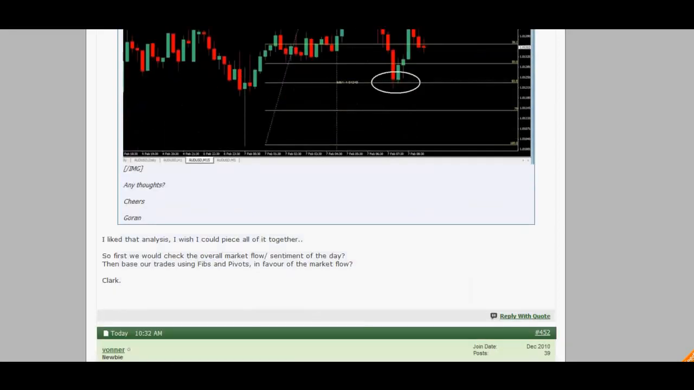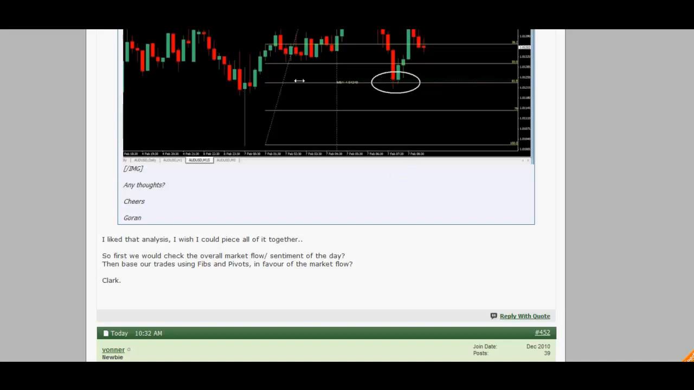Alright, Clark is starting to get some enlightenment by seeing a real-time example, even with the Australian dollar, that was suggested as a potential setup.